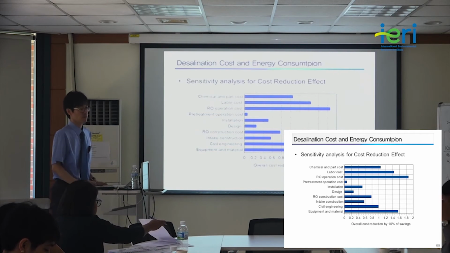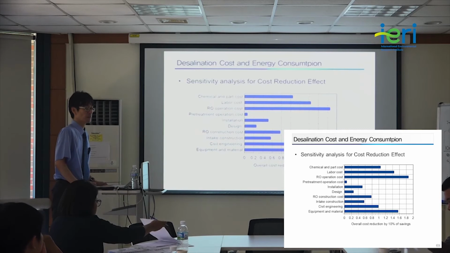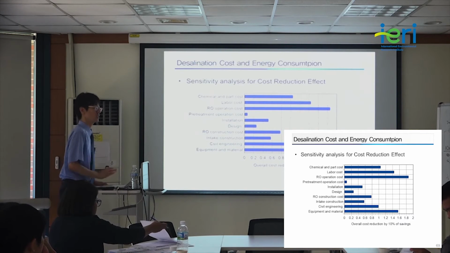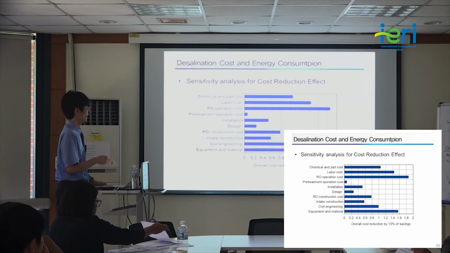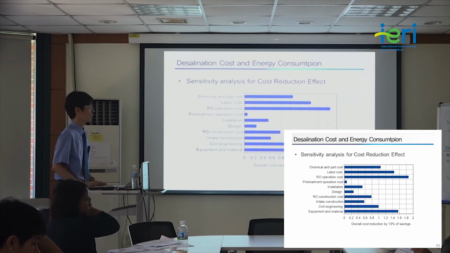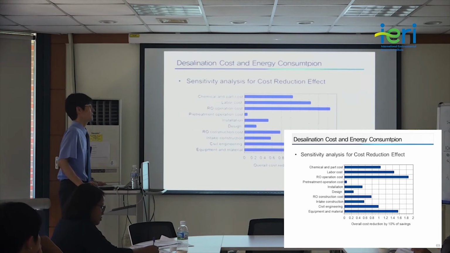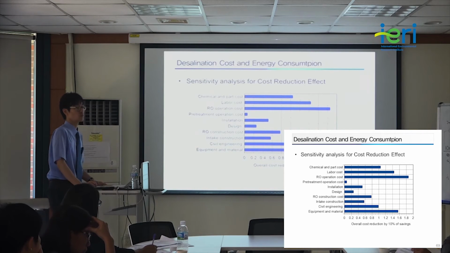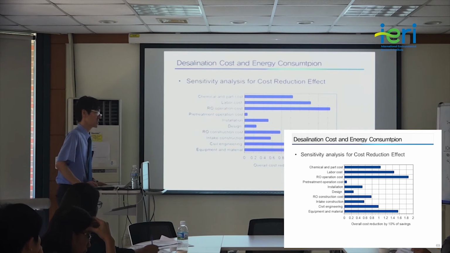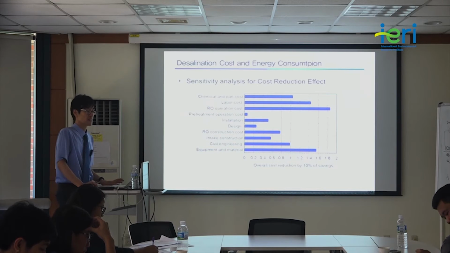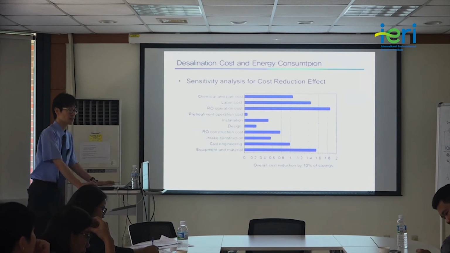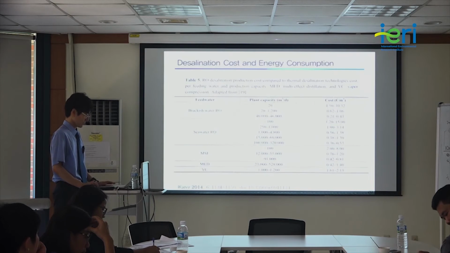So this is one of the first places you have to look at to reduce the total plant cost. Labor cost, chemical cost, and equipment cost are also significant, but not as important as the RO operation cost. And this is why we spend some time here talking about energy reduction and energy consumption, because that's the part where we have chances to reduce the cost of seawater desalination.